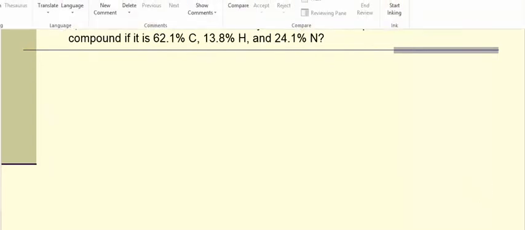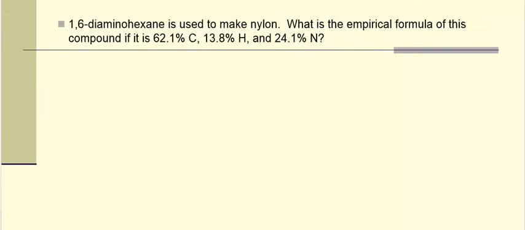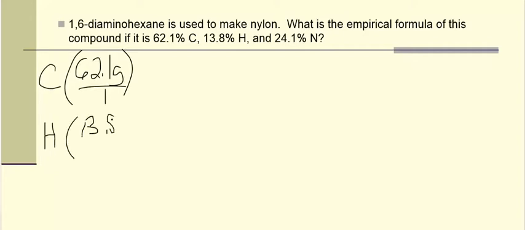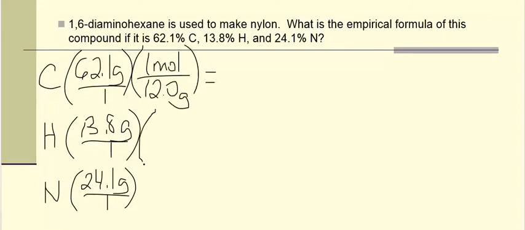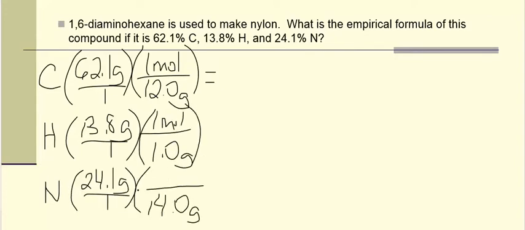Let's look at this example. There are 3 elements present. Take those percentages, convert them to grams. And then we're going to take grams and convert to moles. So for carbon, divide by 12. For hydrogen, divide by 1. And for nitrogen, divide by 14.